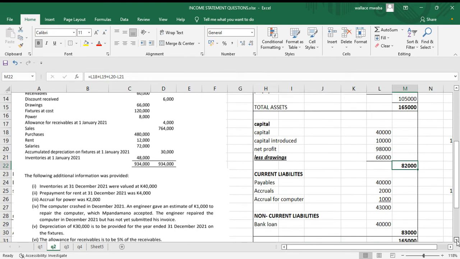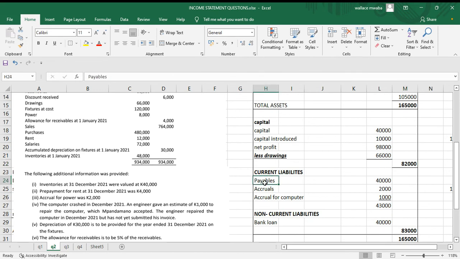We'll get our current liabilities. We have our payables, 40,000. We have our accrual for power, which was 2,000. And we also have the accrual for the computer. Remember, the engineer worked on the computer. So 40,000 plus 2,000 plus 1,000, we get 43,000.